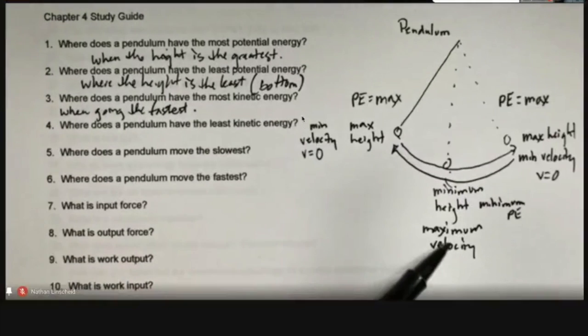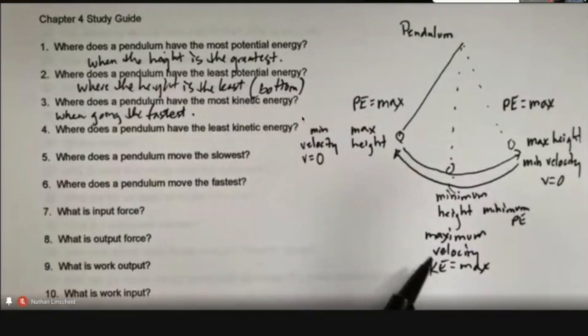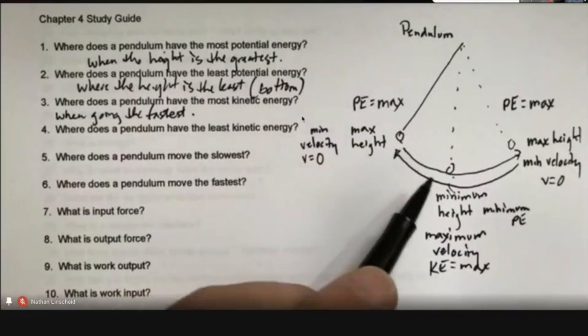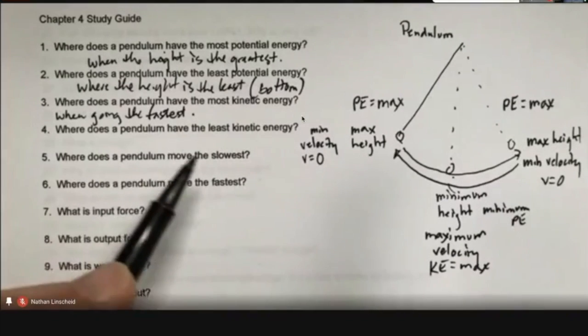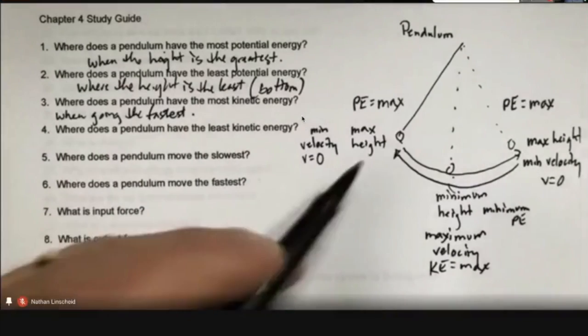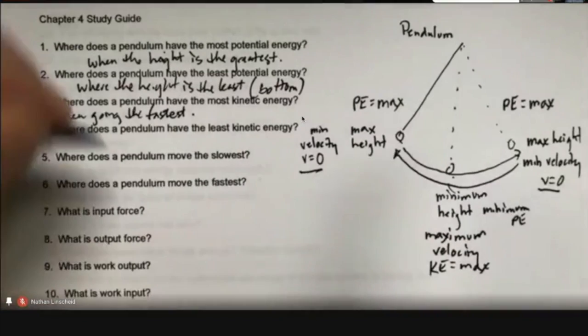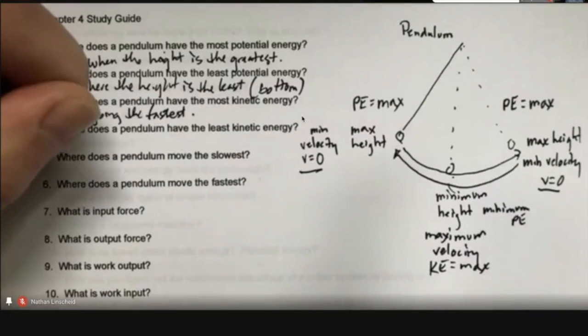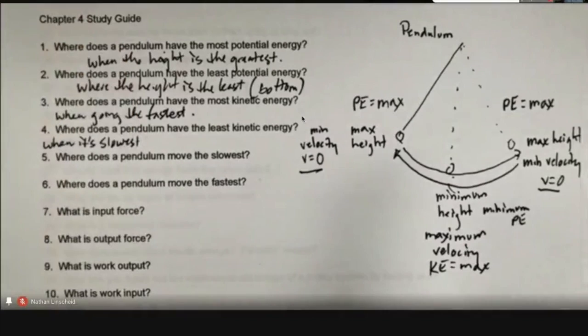So where you have your maximum velocity, that's where the kinetic energy will also be the greatest, at the bottom. And if you've ever been on a swing set, you know that you're going the fastest here, and then you start slowing down again. So then where does it have the least amount of kinetic energy? That's going to be at the places where the velocity is 0. So when it's slowest, all right, and that is at the top.